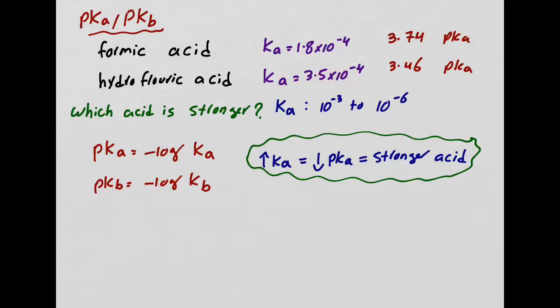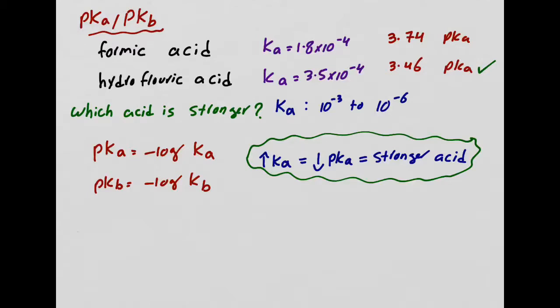But again, looking at Ka with all these super small values, 10 to the minus 4, 10 to the minus 4, is a little bit less intuitive to figure out. But pKa is very easy. I'm looking for a value of pKa that is lower, 3.74 versus 3.46. 3.46 is a lower number, so that's going to be my stronger acid. So which one is my stronger acid? Hydrofluoric acid is my stronger acid.